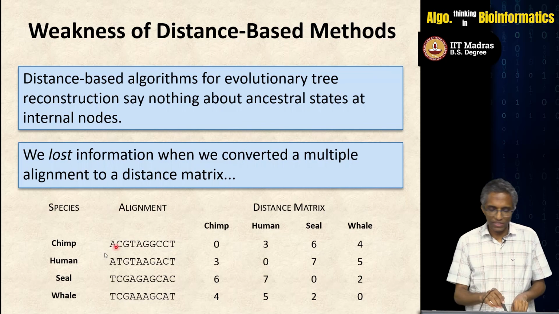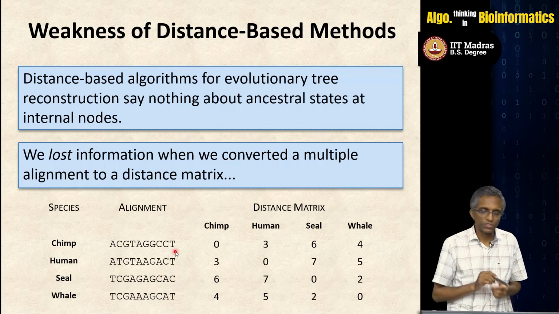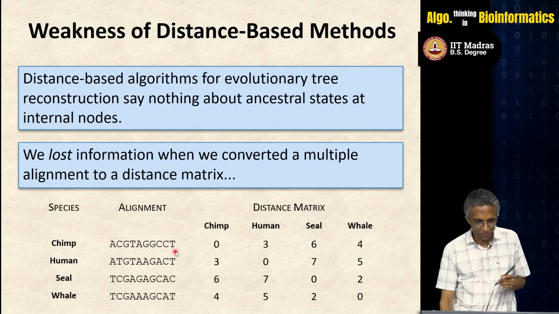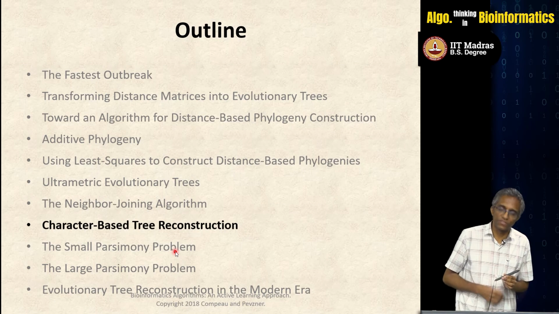Now, can we add back these sequences and try to say something about these characters which made up the distance matrix, okay, or the states which make up the distance matrix, and that is what we mean as the character based tree reconstruction.